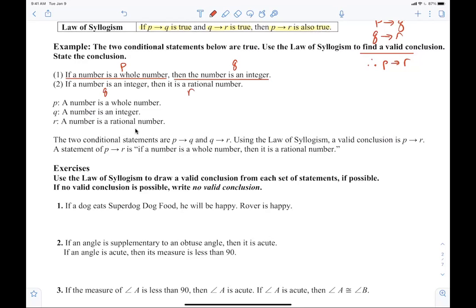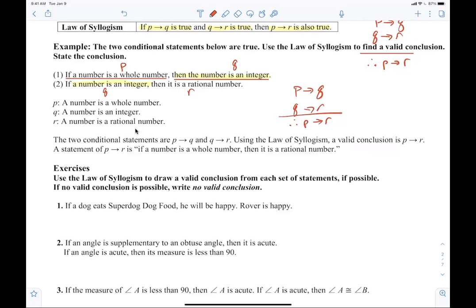Notice some statements are the same and some are different. If the statement is different, it's a different letter. Does everybody agree with that? So now you look here, the number is an integer, the number is an integer. Those are the same. So we use the same letter. Right? So because we said if P, then Q, and then we said if Q, then R, therefore we know what? Right. We know if a number is a whole number, then it is a what?